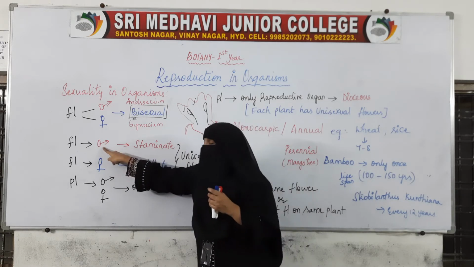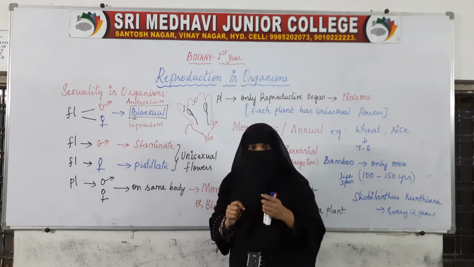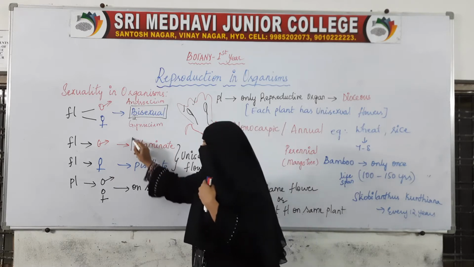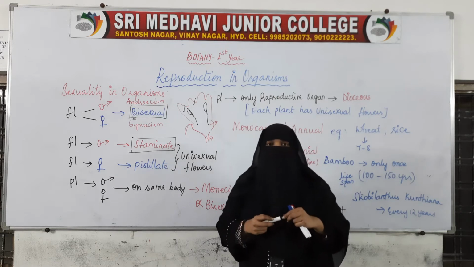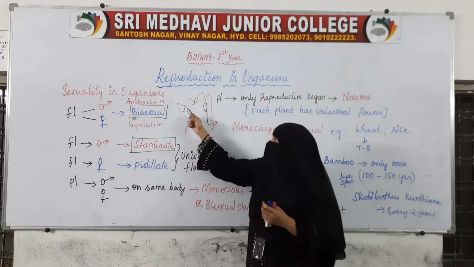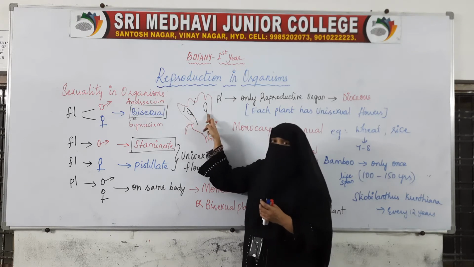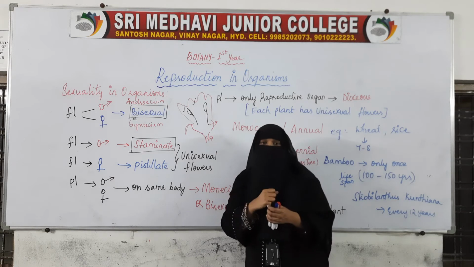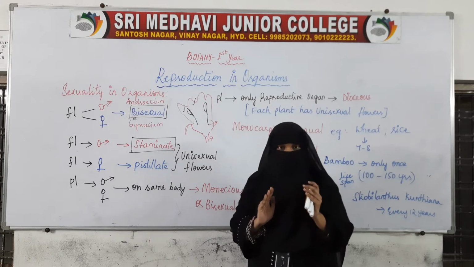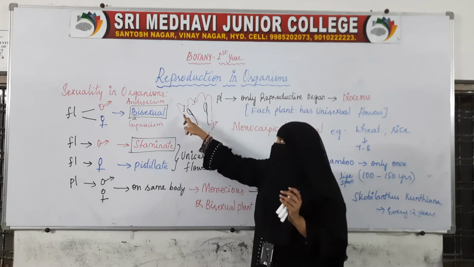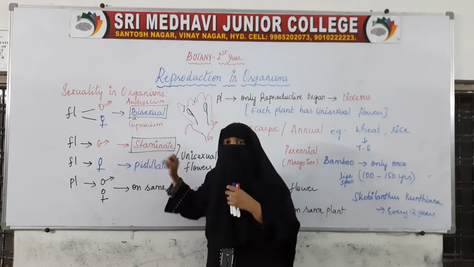If a flower has only one reproductive organ, that is only the male reproductive organ is present, then that flower is called a staminate flower, because only stamens are present. This is one stamen, this is another stamen, and all the stamens together are the androecium. So if only stamens are present in a flower along with the calyx and corolla, that flower is said to be a staminate flower.